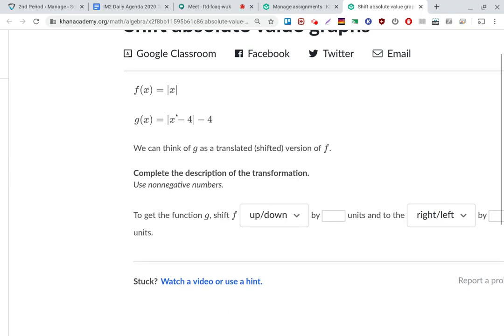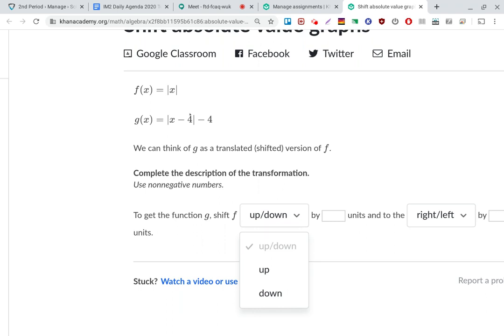Is this going to move 4 to the right or 4 to the left? 4 to the right, because it's backwards. Now this -4 is not backwards. Is that going to move up or down? Up. No, remember, when it's outside the parentheses, it's not backwards, it's normal. So, okay, down.